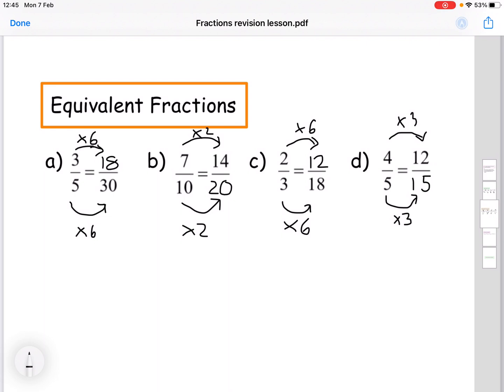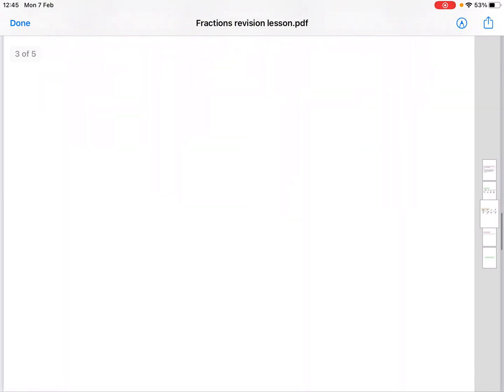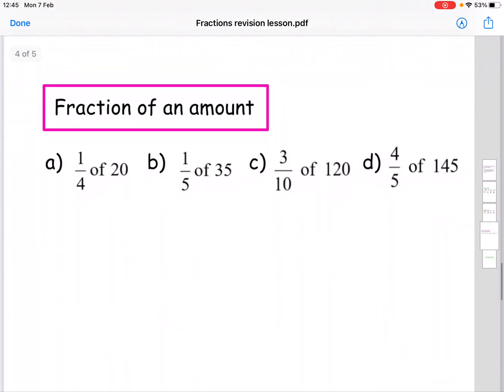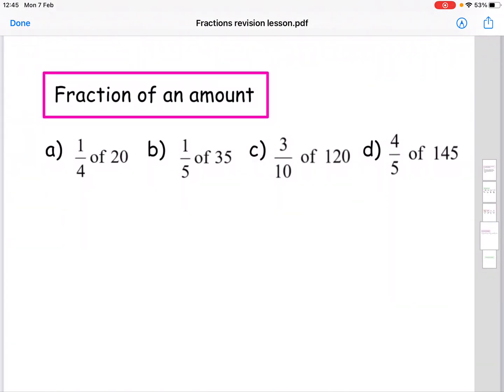okay? Now, the last thing to go over with you is finding a fraction of an amount, okay? So your first 2 fractions here, I've chosen 1 over something, okay? That's your more pink level questions. And then C and D are more your yellow, purple questions where it's a non-unitary fraction. So it's basically not a 1 on the top. So your first one is 1/4 of 20.